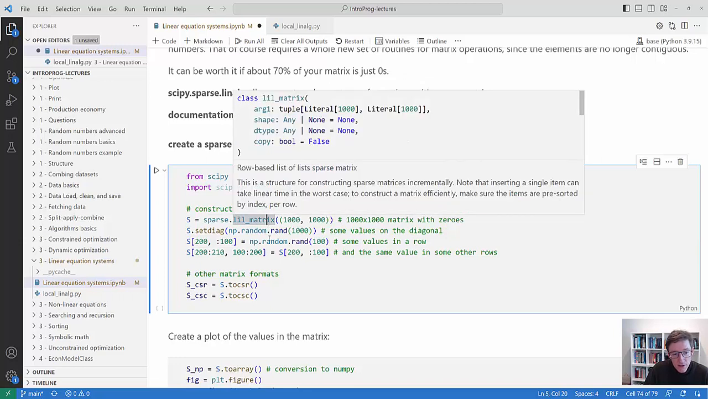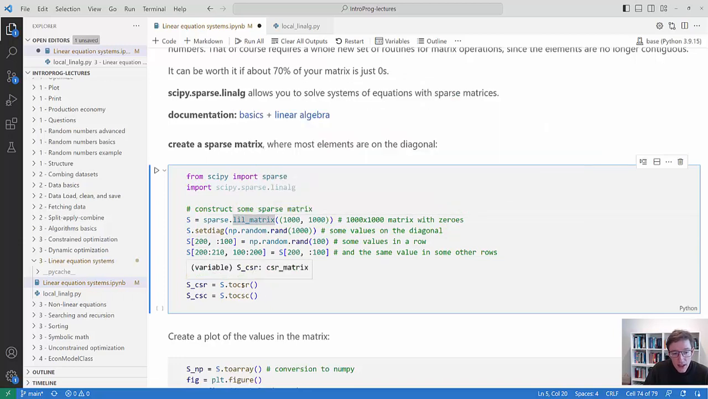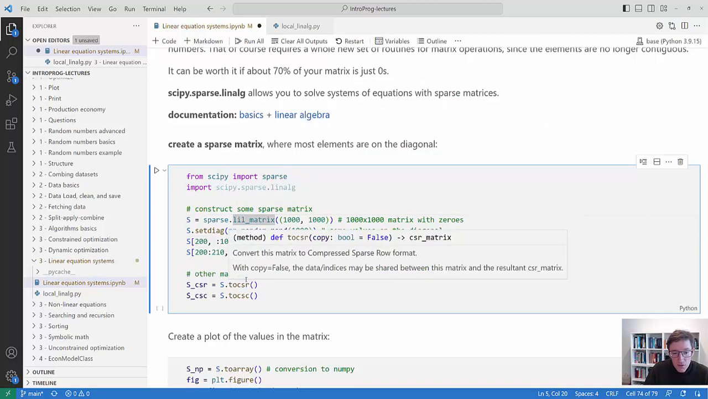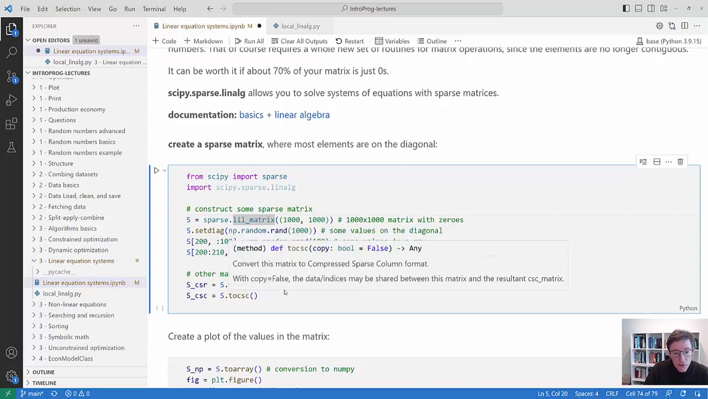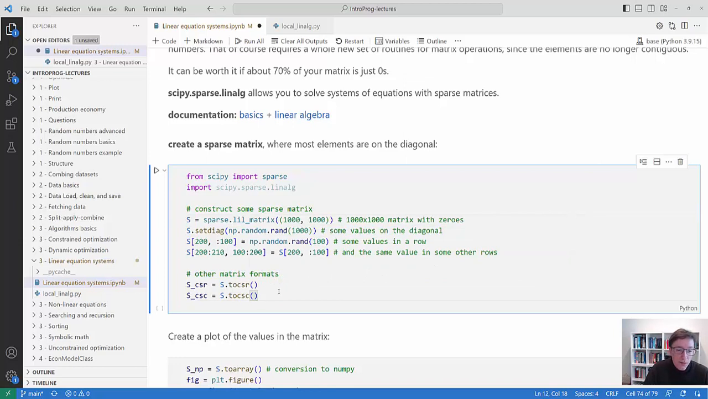This is one kind of sparse matrix, and here I converted to other kinds of matrices. This is a compressed sparse row format, and this is a compressed sparse column format. So there are many different formats, and sometimes some functions want to have it in a specific format. So here I have it in 3 different formats, because that's useful for what we do a few cells below. But here I just put up the matrix.